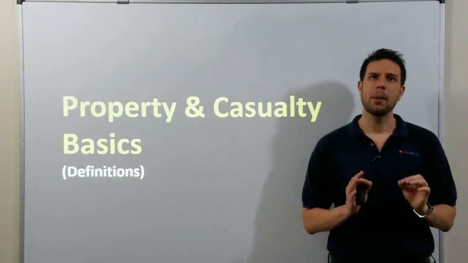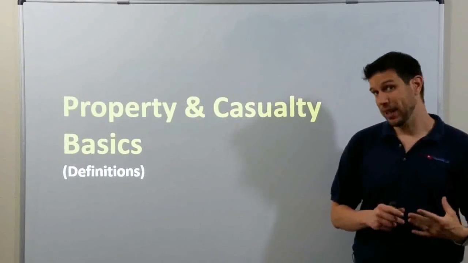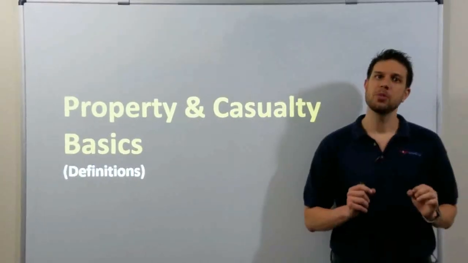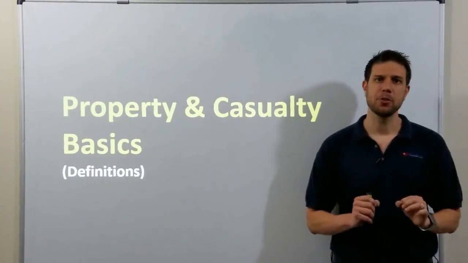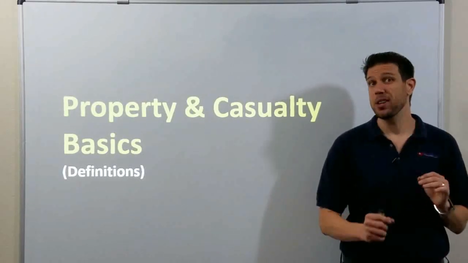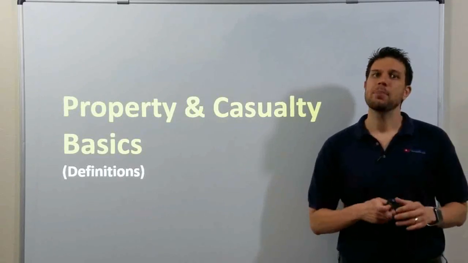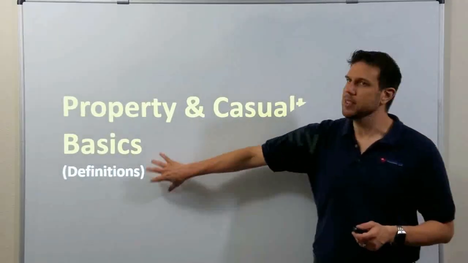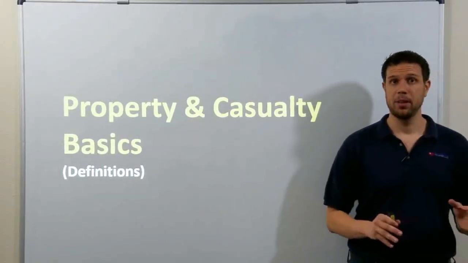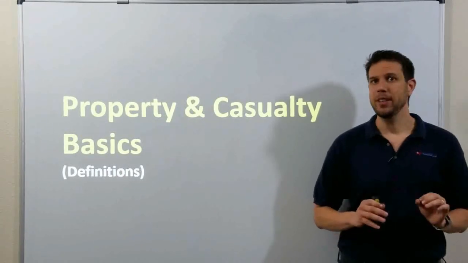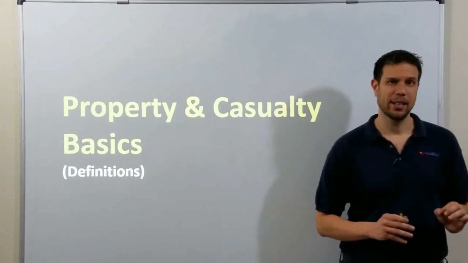Welcome to the Property and Casualty Insurance Basics chapter. This is one of the most important chapters on your test. It's roughly 30 to 40% of your test. This chapter will be mainly definitions, and there's a lot of them. Almost every definition will be on every test.